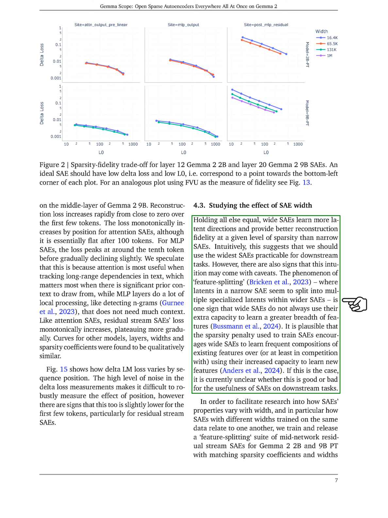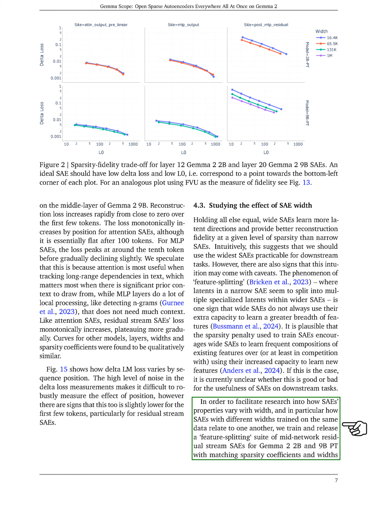The phenomenon of feature splitting, where latents in a narrow SAE seem to divide into multiple specialized latents in wider SAEs, suggests that wider SAEs do not always utilize their extra capacity to learn a broader range of features. It seems that the sparsity penalty during training encourages wide SAEs to focus on common combinations of existing features rather than using their additional capacity to learn new ones. It remains unclear whether this is beneficial or detrimental for the effectiveness of SAEs in downstream tasks.